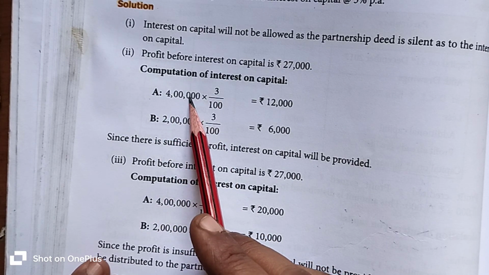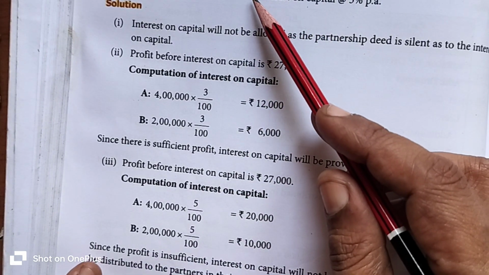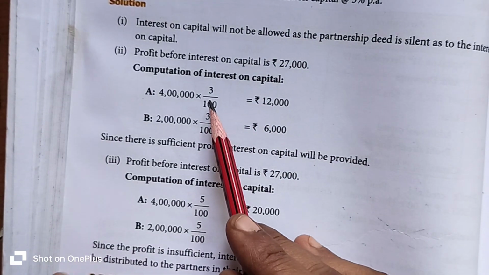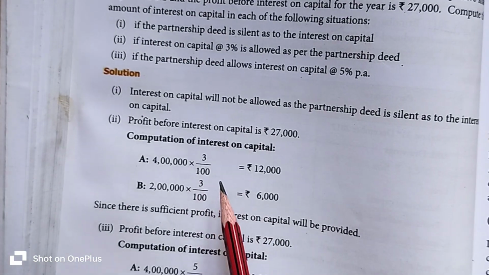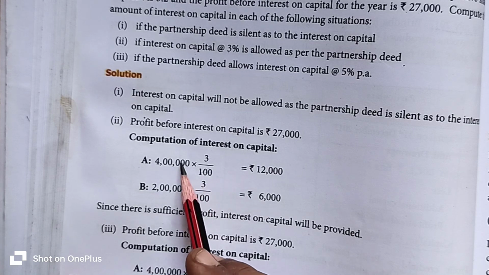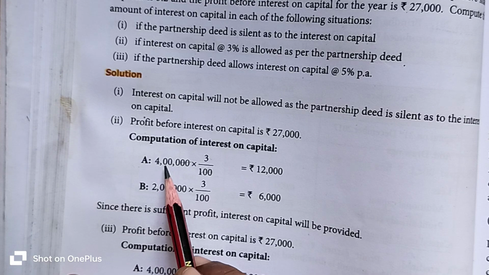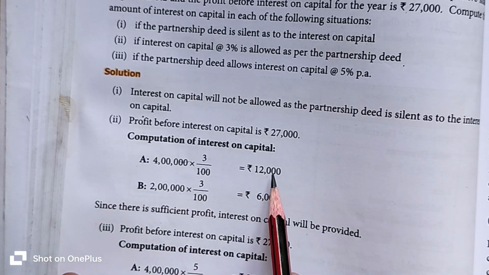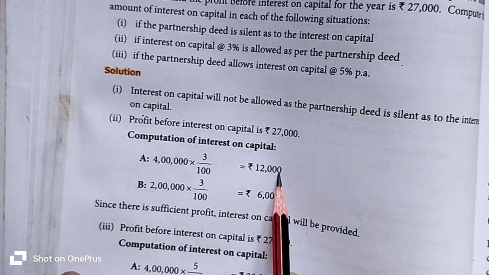The amount of capital 4 lakh rupees into rate of interest 3%. 3% means 3 by 100. Then we have to cancel it. This 20 is cancelled for those 20, then 4 3s are 12, remaining 30 is to be entered here. So A's interest on capital is 12,000 rupees.